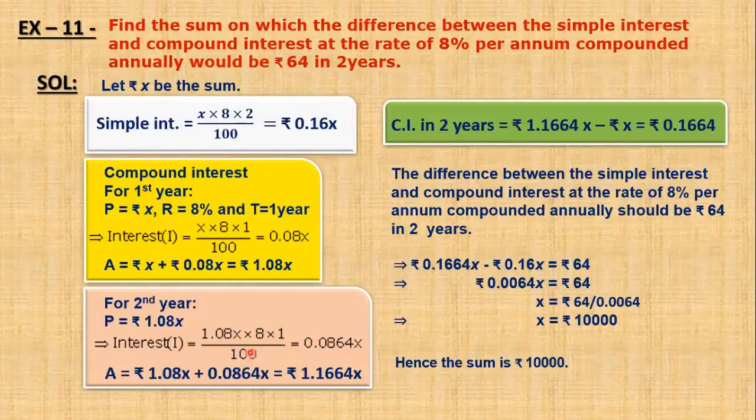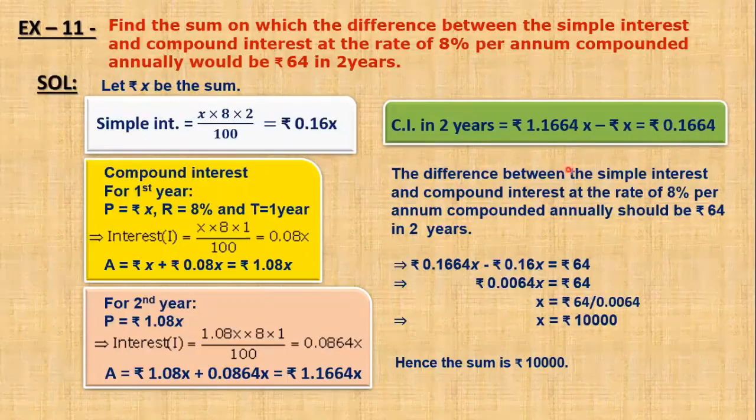Interest will be again principal multiplied by rate multiplied time upon 100, which will give 0.0864x. So amount at the end of second year will be rupees 1.08x, that is principal, plus interest for second year 0.0864x, which will give rupees 1.1664 times of x. Now compound interest in 2 years will be the final amount in 2 years minus the original principal, that is x. So here compound interest in 2 years is equal to rupees 1.1664x minus rupees x, which was the original principal. On calculation, we will get rupees 0.1664x.